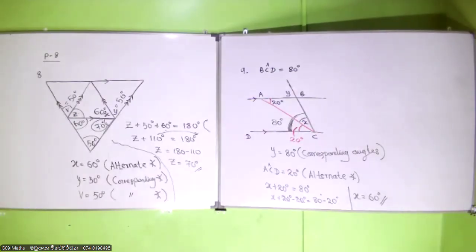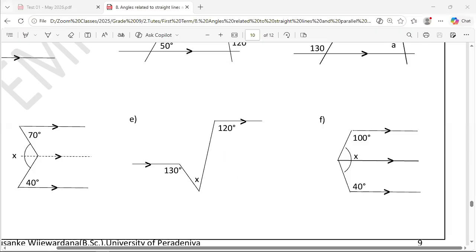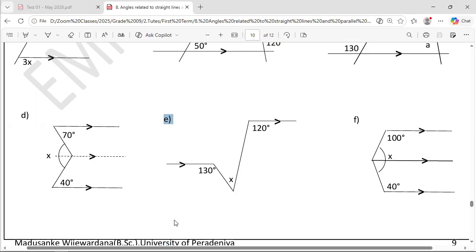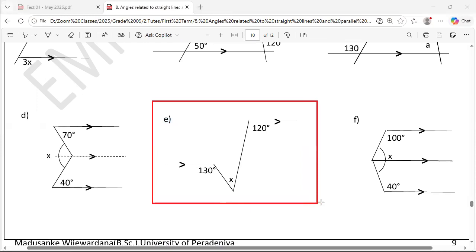Right. Okay, guys. So shall we do E? This one. Do this.